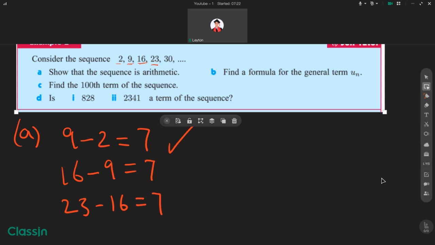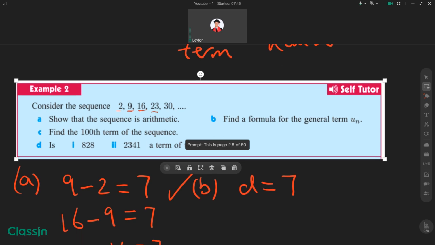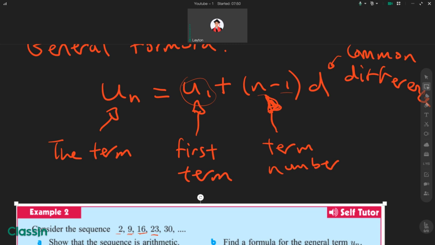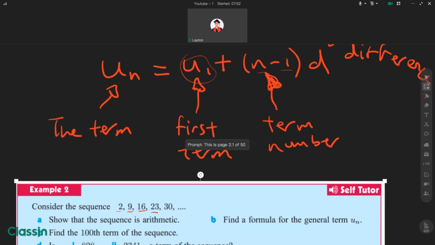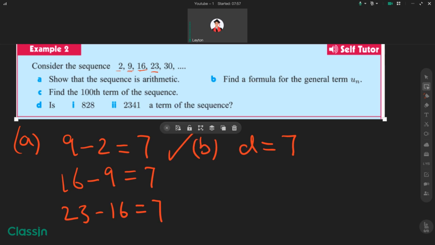Okay. Find a formula for the general term U of n. All right, let's try this one out. So we have D. D is equal to 7. Now what we need is the first term, U of 1. And you'll see why n minus 1 is here when we apply this to the equation. Because I'm sure some students see this and might think, why is it n minus 1 and not n, for example? U of 1 is very easy. U of 1 is just 2.